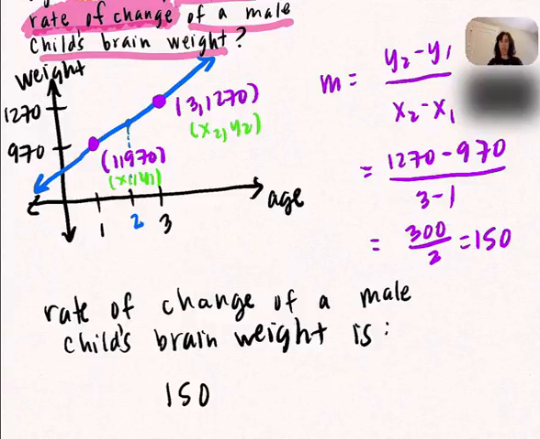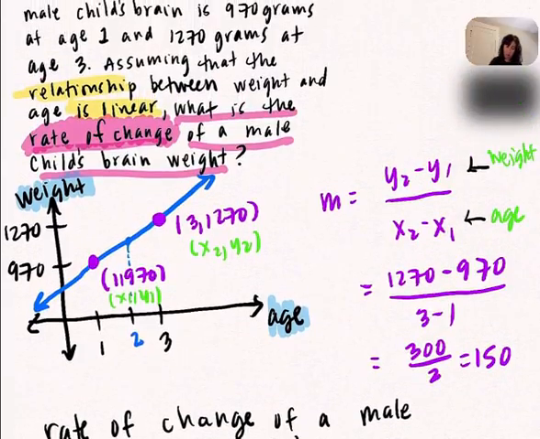So what are our units? Well, we can find our units by just taking a look at what these y values are and what these x values are. So the y values are weight. That's what our y-axis is. So y values are weight. Let's write that down. And then the x values, they're age. So this is age. Now our weight, we're told, is in grams.